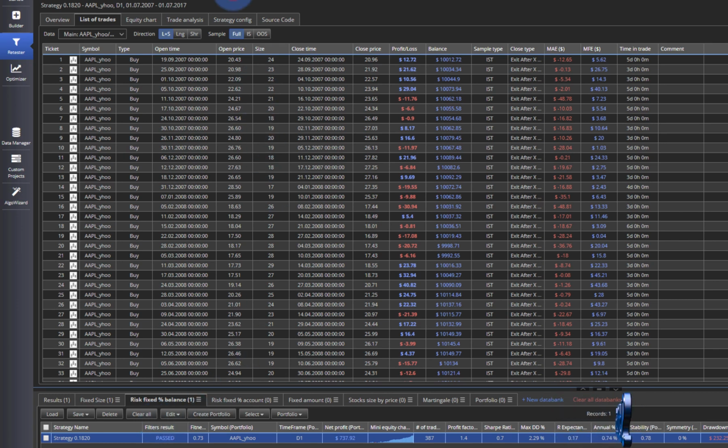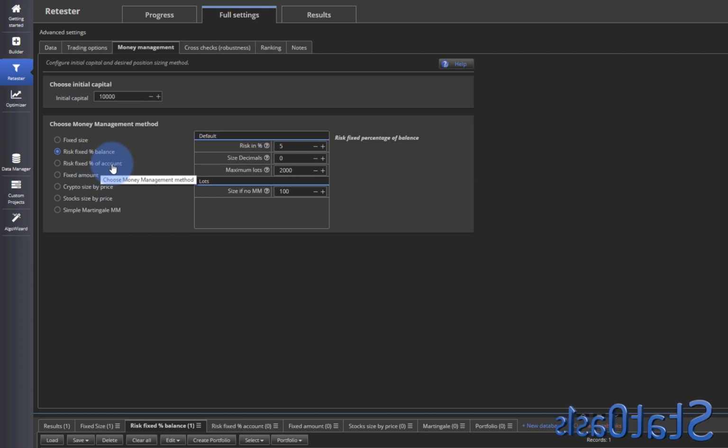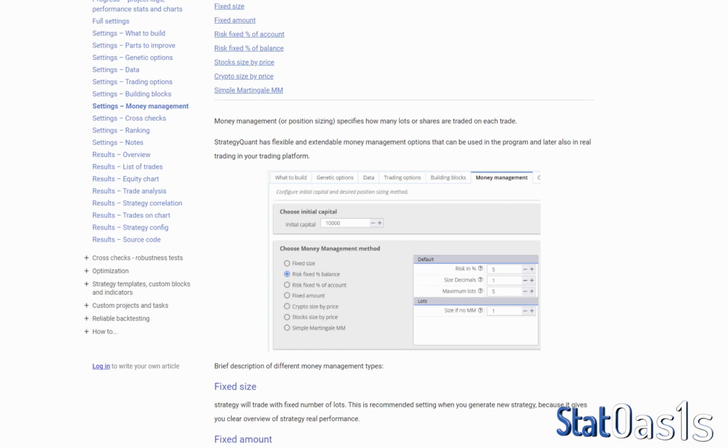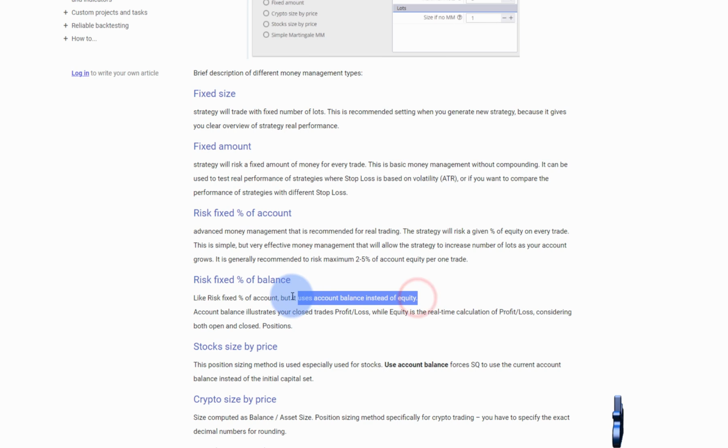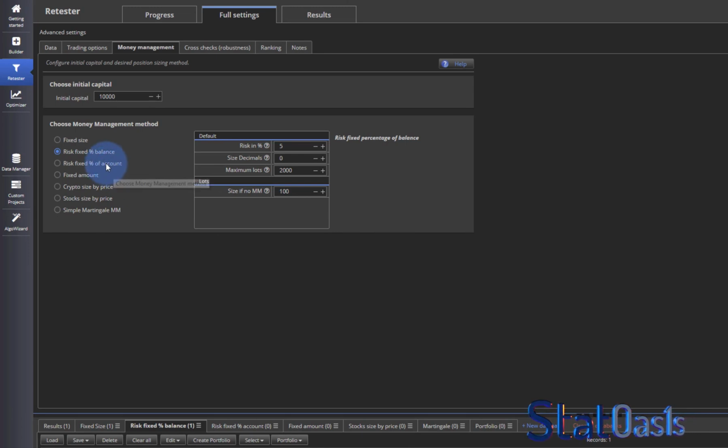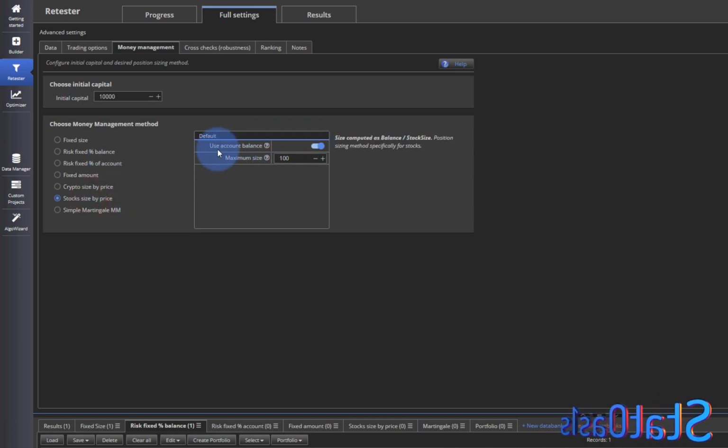Now, if we go back and then if we pick risk fixed percent of account, this should be the same as this. And in fact, if you click on help, it will load this, and you can see that the risk fixed balance is advanced money management that is recommended for real trading, and risk fixed balance and account uses account balance instead of equity. So they are both the same. But somehow, SQX team, they did something a little bit different. And I would have rather that they did this option where you can just pick use account balance or no. But anyway, they did it both ways.